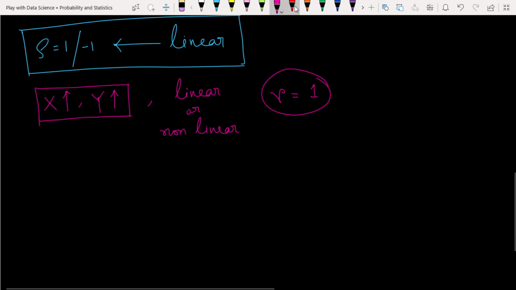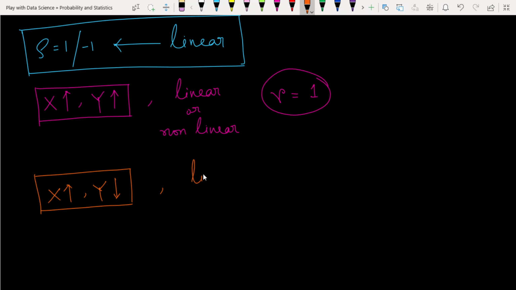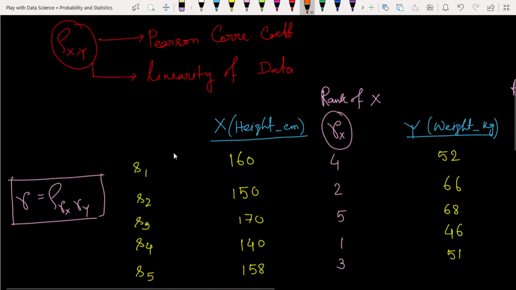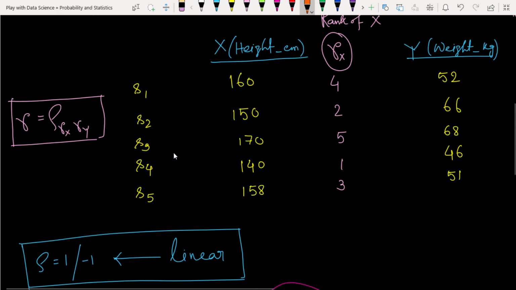Similarly, here also: x increases, y decreases. Whether it is linear or non-linear does not matter. Here r is always minus 1. That's the advantage of the Spearman rank correlation coefficient. Okay, now let's go to some examples.